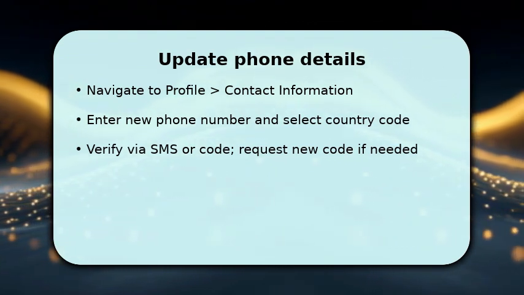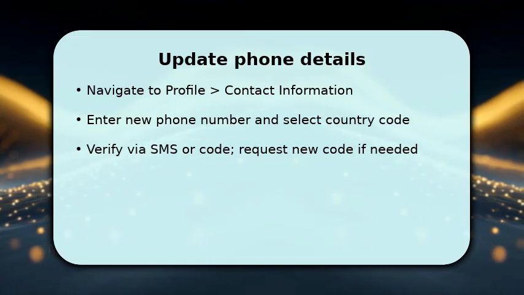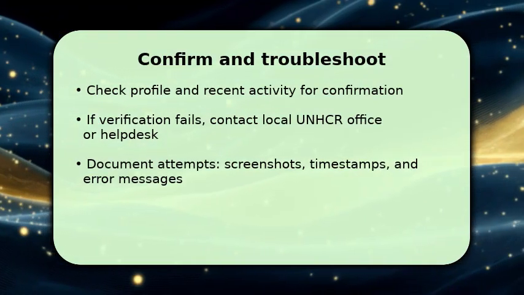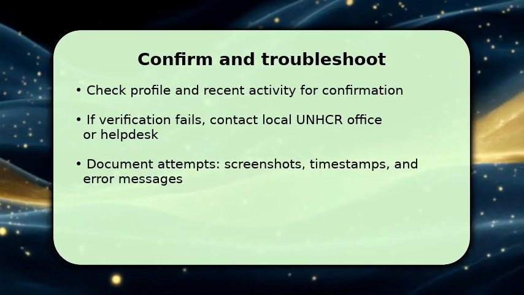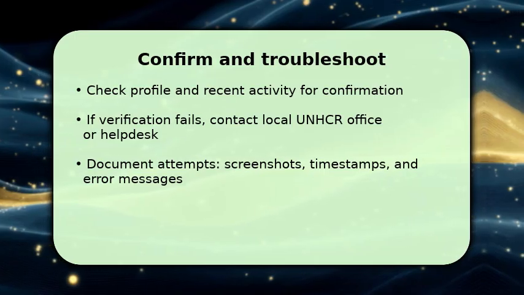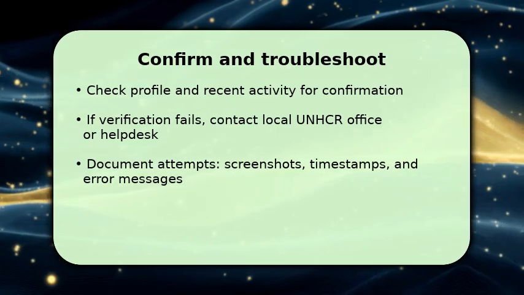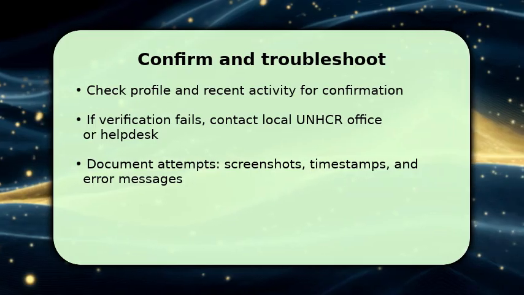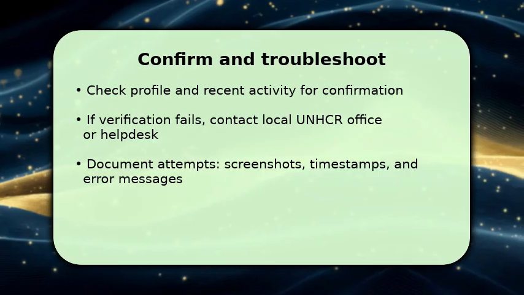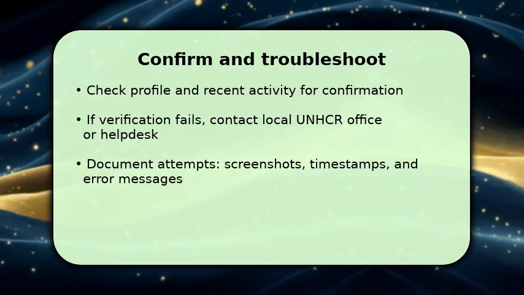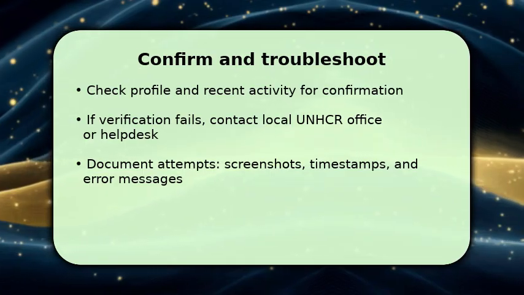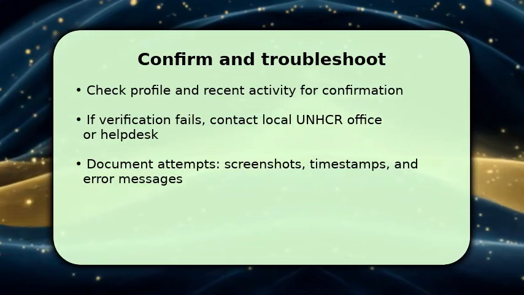Once done, verify the new number appears in your profile and check recent activity for a timestamped entry. If confirmation never appears or verification fails, try again on a different device or network, then contact your local UNHCR office or official help desk for manual validation. Provide registration number, screenshots, and error messages to speed resolution. One key troubleshooting tip: if SMS fails, ask for an alternative code method or arrange in-person verification to finalize.